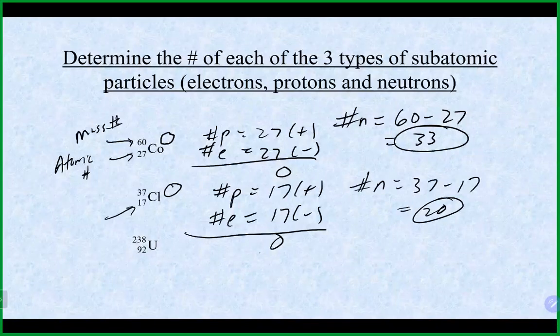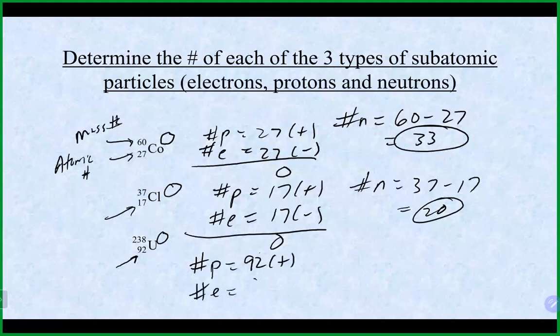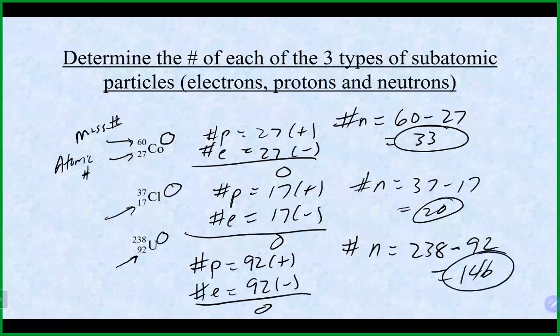Lastly, on this one, we have U, which is uranium. Once again, no charge. So we're going to look at our atomic number that we could get from the periodic table. That tells us that this uranium atom has 92 protons. And the number of electrons in that case would also be 92, which would again zero you out in terms of the charge. And our number of neutrons, 238 minus 92, that's a lot, like a 146 I think would be the winner there. Any questions on any of those there?